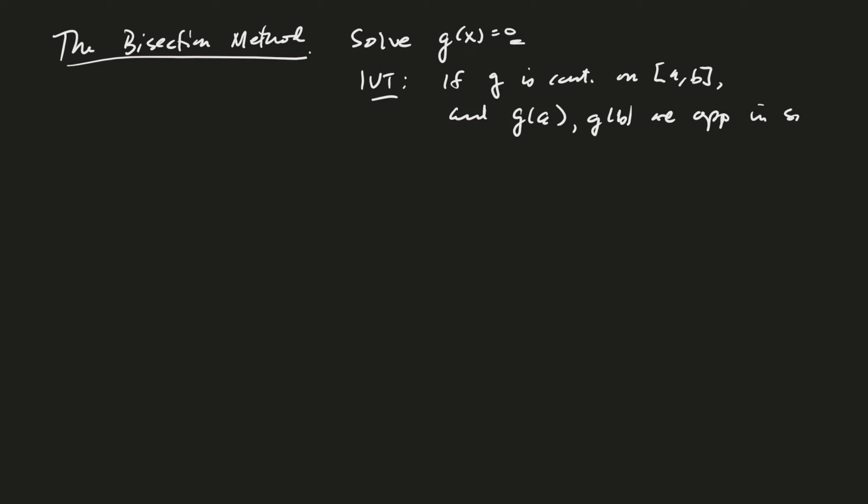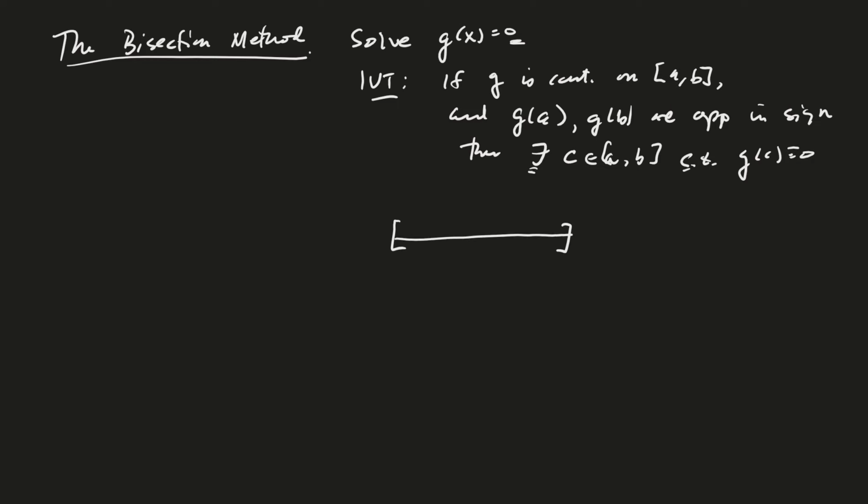then there exists a c, are you guys familiar with that backward E? That there exists c such that c is in (a, b), such that g of c equals 0. And it's easy to see that, right? If g of a is negative and g of b is positive, then the only way you can get from one end to the other is by going through the middle. But of course that's only if g is continuous, right?